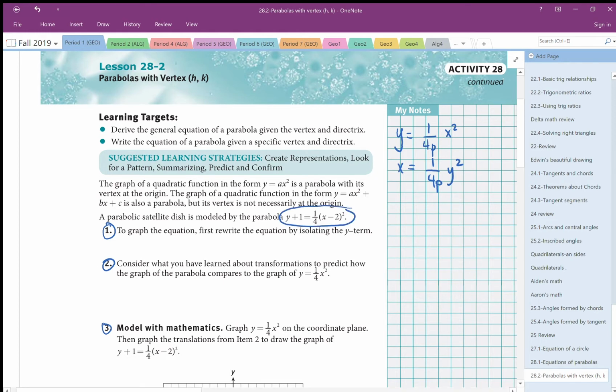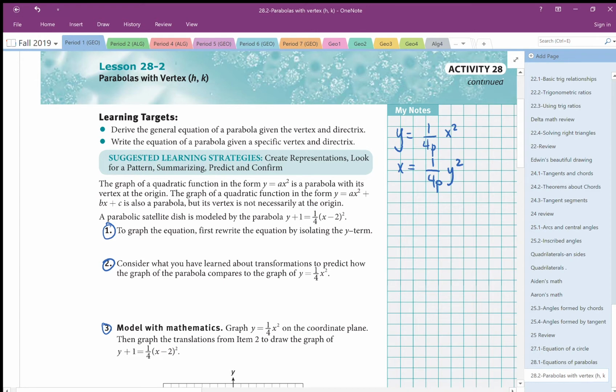A parabolic satellite dish is modeled by the parabola y plus 1 equals 1/4 times the quantity x minus 2 squared. Even without having learned today's lesson yet, one thing I can figure out is that this parabola has to be opening upward. I learned in the last section that if x is squared, not y, it must be opening either up or down, and if this number right here is positive, then it must be opening up. If it were negative, it would be opening downward.